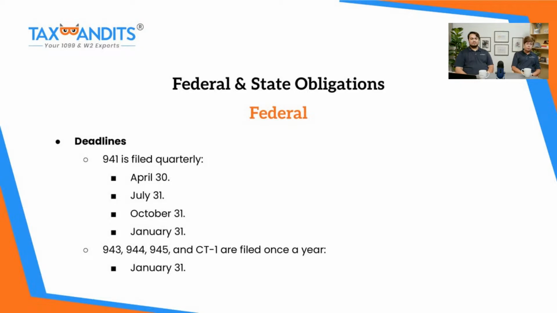So deadlines for the 941 are April 30th, July 31st, October 31st, and January 31st. The 943, 944, 945, and CT1 are filed once a year. Their deadline is January 31st.